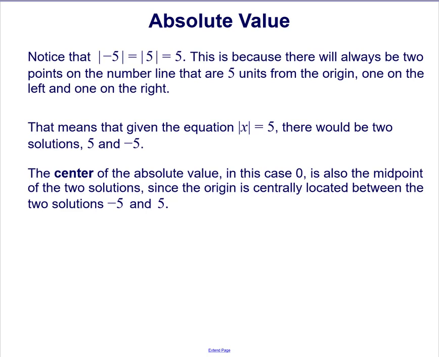Notice that the absolute value of -5 equals the absolute value of 5, as they both equal 5. This is because there will always be 2 points on a number line that are 5 units from the origin, one on the left and one on the right. That means that given the equation absolute value of x is equal to 5, there would be two solutions, 5 and -5. The center of the absolute value, in this case 0, is also the midpoint of the two solutions, since the origin is centrally located between the two solutions, -5 and 5.